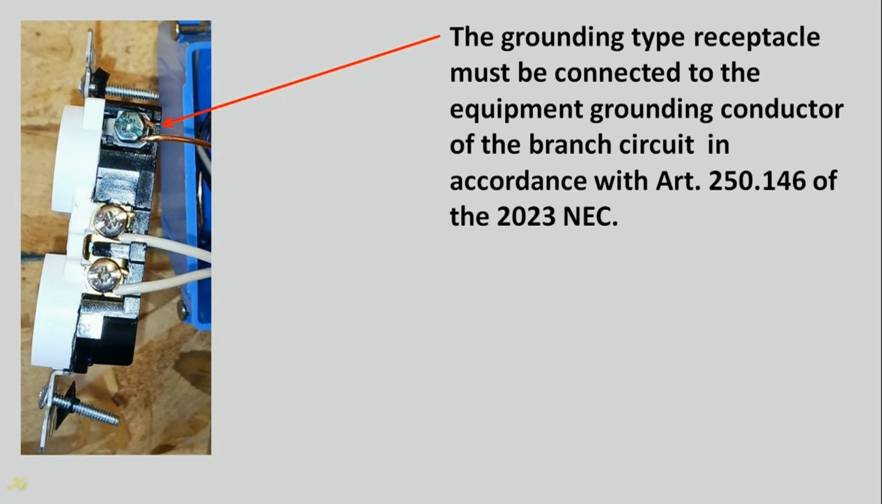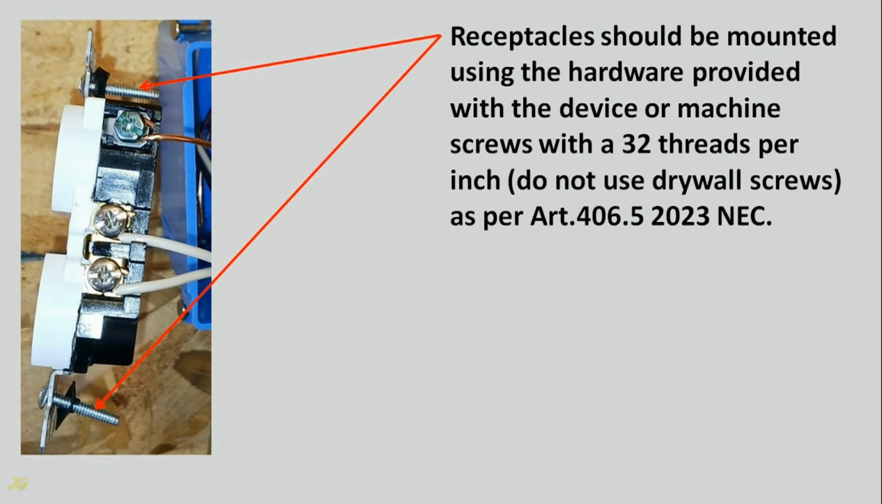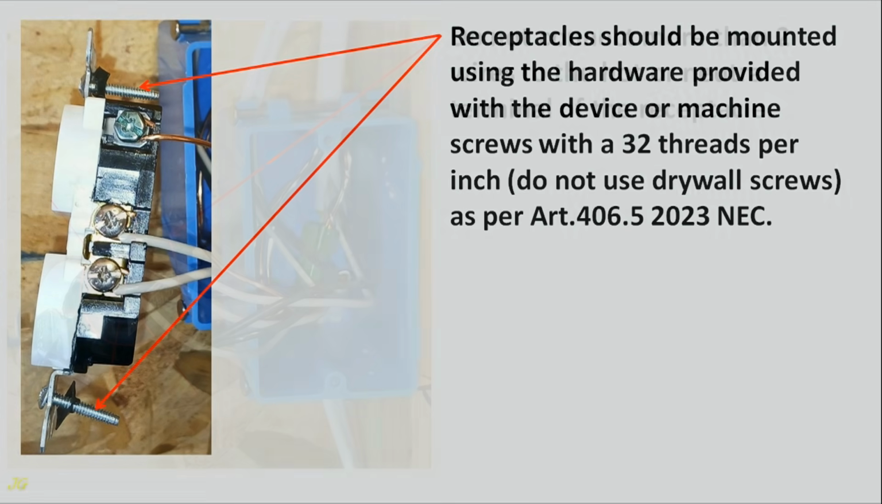The grounding-type receptacle must be connected to the equipment grounding conductor of the branch circuit in accordance with Article 250.146 of the 2023 NEC. Receptacles should be mounted using the hardware provided with the device or machine screws with 32 threads per inch. Do not use drywall screws, as per Article 406.5 2023 NEC.